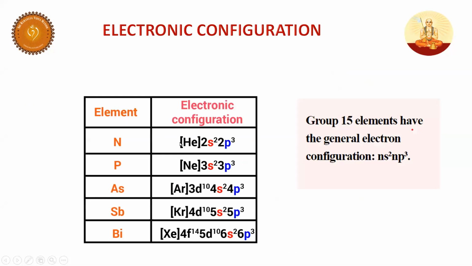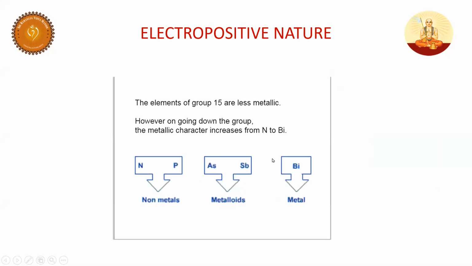Now students, a very interesting point. See, nitrogen, phosphorus, arsenic, antimony, bismuth. As you go down, what is happening to the electropositive character or metallic character? As you go down, metallic character is increasing. Why? Because atomic radius is increasing and IP is decreasing. Please make a note of this important point.